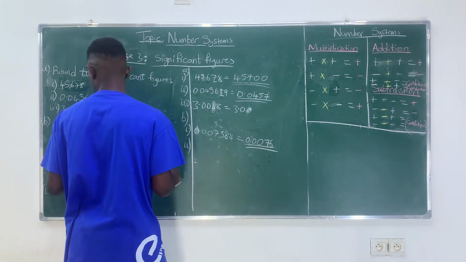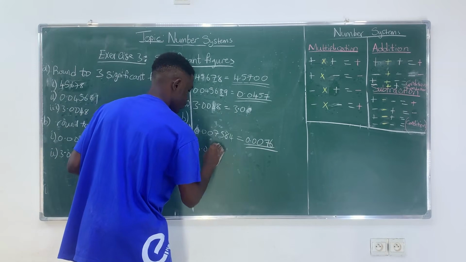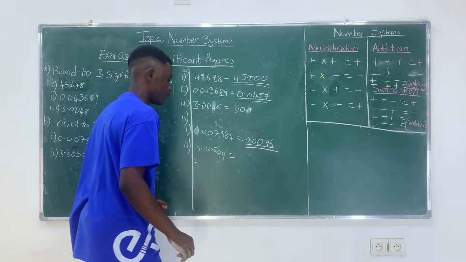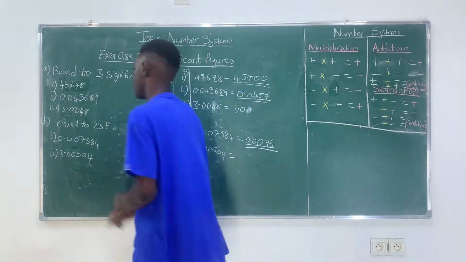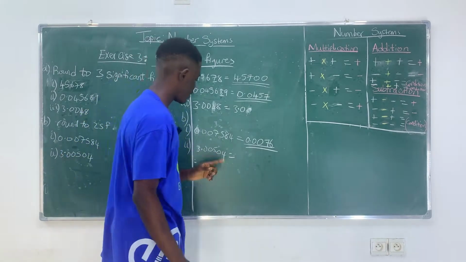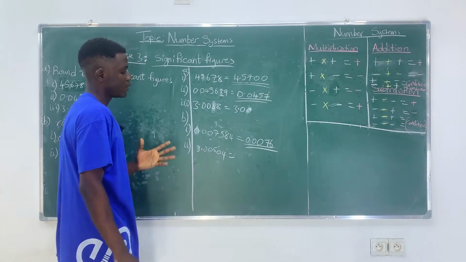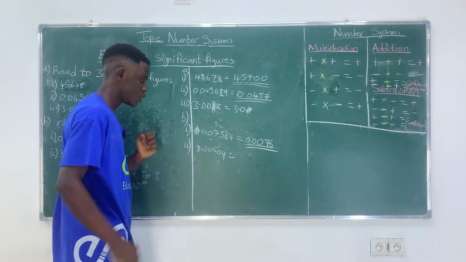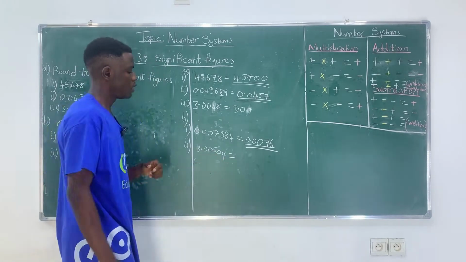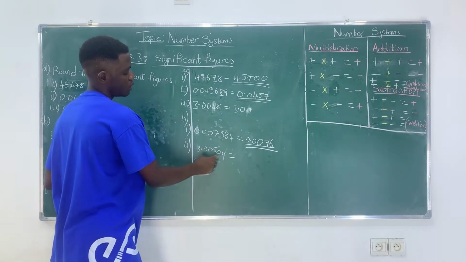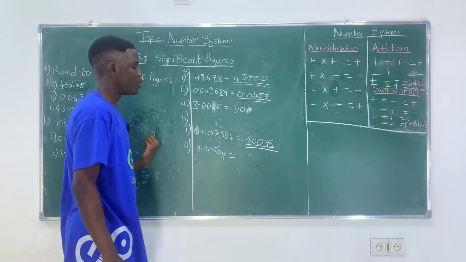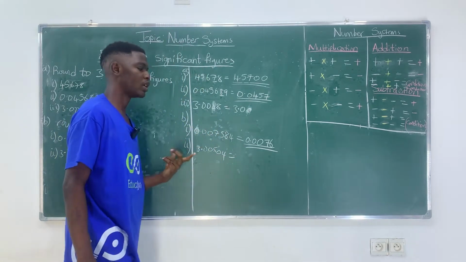The next one, Roman 2, says 3.00504. Now to round it to 2 significant figures, how many significant figures are here? Actually, there are 1, 2, 3, 4, 5, 6. All of them are significant figures. These 2 zeros are because they are in between 3 and 5. This one is because it's in between 4 and 5. All of the others are non-zero values, so they are all significant.